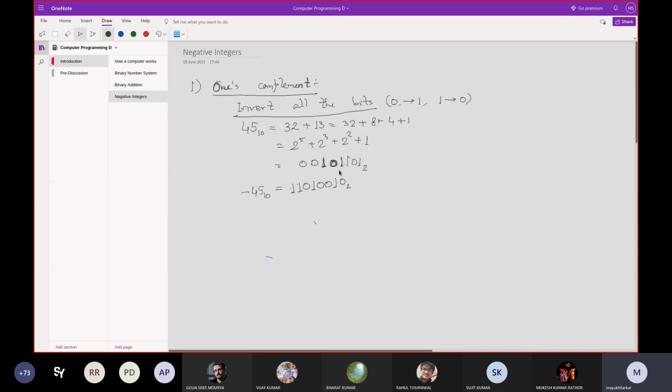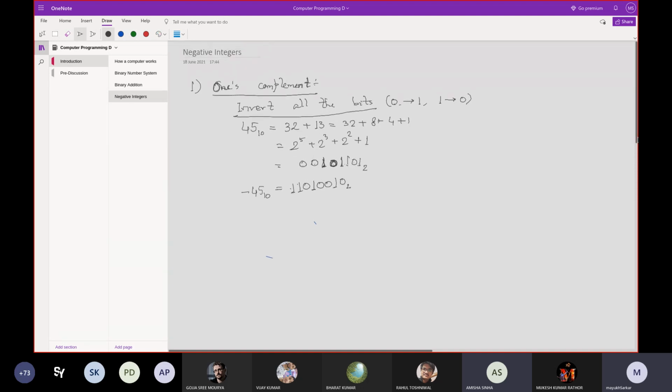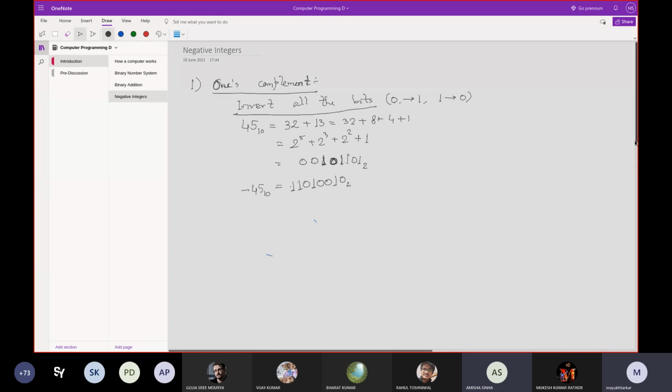Sir, I have a question. This minus 45, what we've written after 1's complement, sir, this is also the binary of 210. So how does the computer recognize whether we are talking about 210 or minus 45? Okay, I will discuss this. This is a very good question, and I'll discuss it in great detail. Let me tell you in brief.